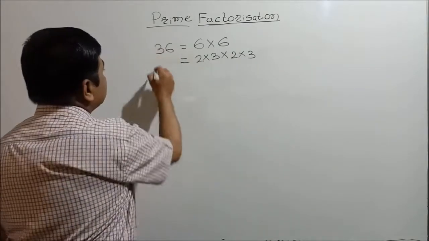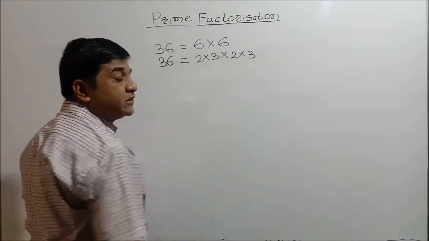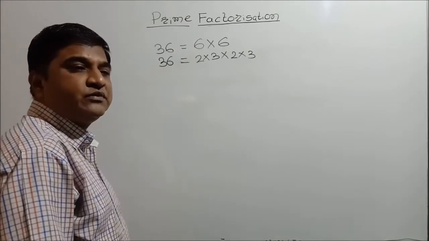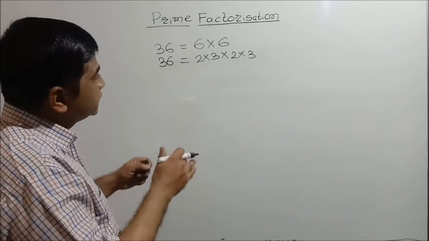are 36. Now in this case you can see that all the numbers 2, 3, 2, 3 are prime numbers. Now we express 36 as a multiplication of prime numbers. This is known as the prime factorization of 36.